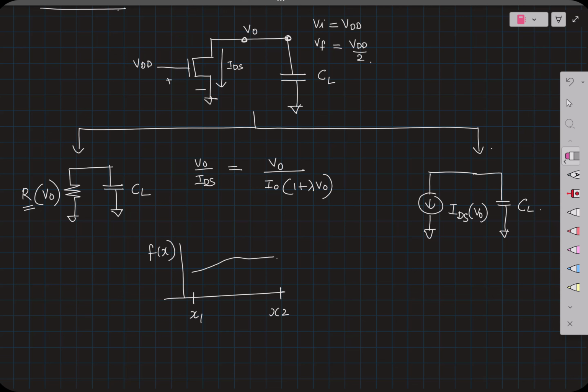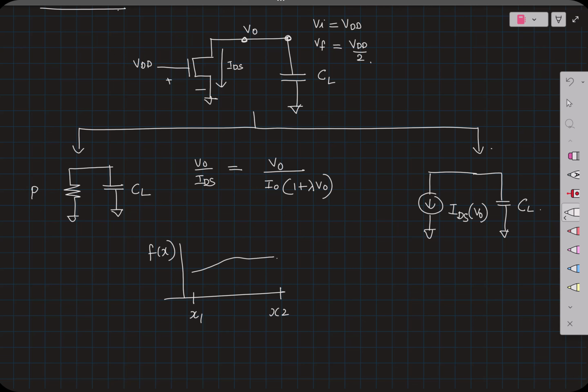So I could model this whole circuit by taking the average of the resistance and I put that equivalent value of resistance here. Then your circuit boils down to an RC network. And an RC network is something that we have studied a lot. If this is an RC network and your output needs to go from its initial value to half of the initial value, what is the delay?